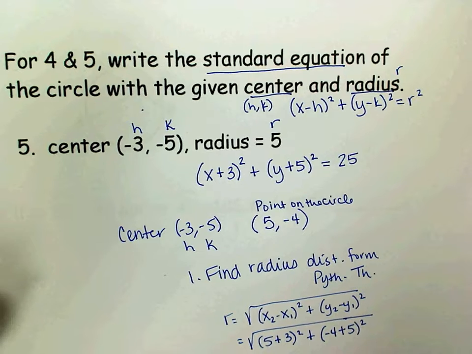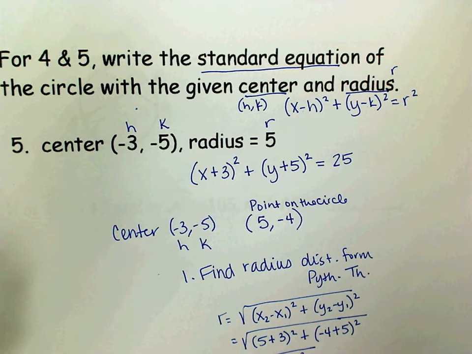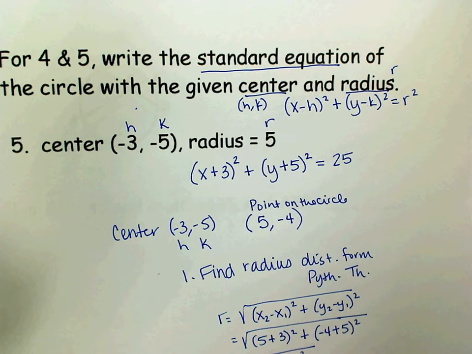So now I have the square root of 5 plus 3 is 8 squared plus -4 plus 5 is 1 squared. Remember, if either one of those had been negative, you would need to put them in parentheses and square them. Anytime you square a number, you're going to get a positive value. So you won't ever get negatives underneath the radical here. So we have 8 squared is 64, 1 squared is 1, so we have the square root of 64 plus 1, which is the square root of 65.